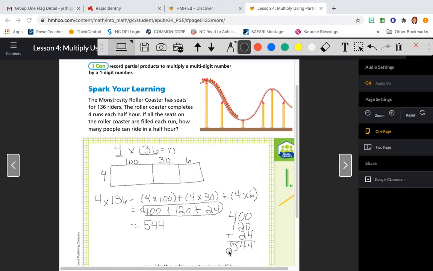So here we're using the area model, we're breaking it into expanded form, and then we're using the distributive property to help find the whole product. So you're going to hear me use that word again from yesterday's lesson called partial product. So let's go to page 114 and let's continue to work through this together.